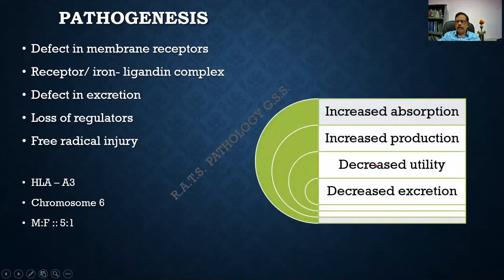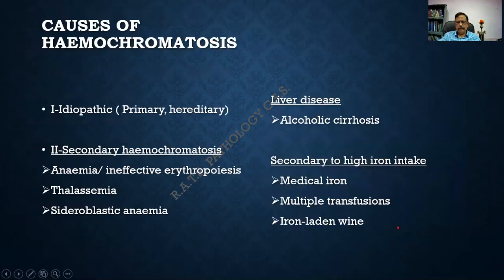To put it very colloquially, this we can remember very easily. There can be an increased absorption, increased production, decreased utility, and decreased excretion. This I think you people will be able to remember. Hemochromatosis is the deposition in the parenchymal organs.